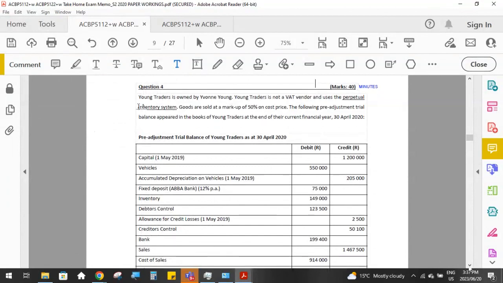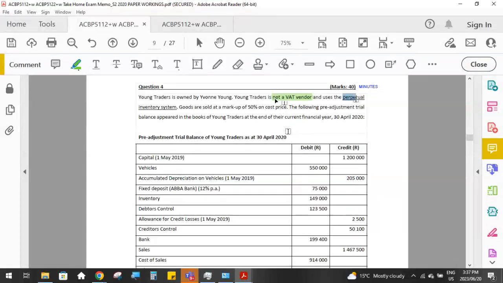Here we've got Young Traders. They're owned by Von Young. They are not a VAT vendor, so that just tells you, if you've got to do any journal entries, that you do not have to take that into account. Highlight, guys, you've got to take a highlighter with you to the exams. A red pen, what do you call those things? Koki pens or colored gel pens, so that you can use these colors and highlights and circles and underlines for all the important information. It makes a massive difference.